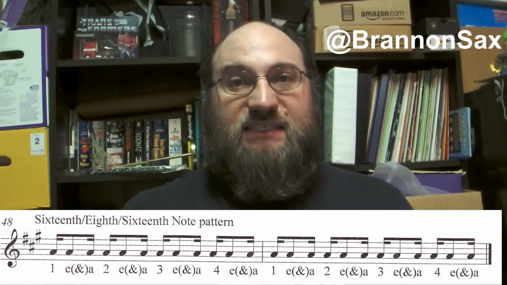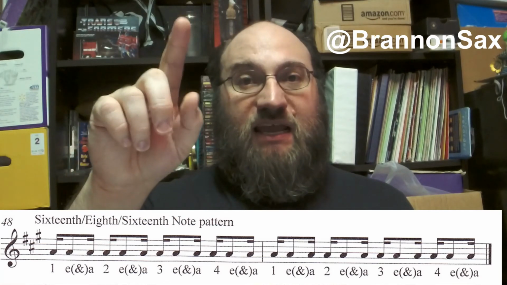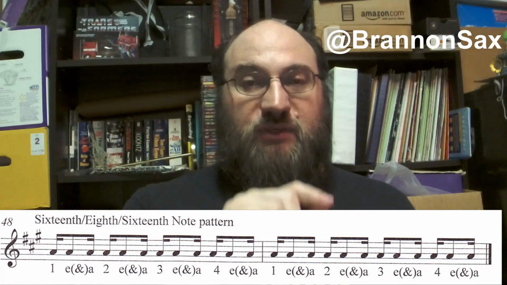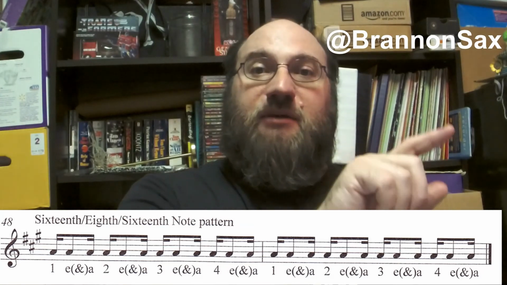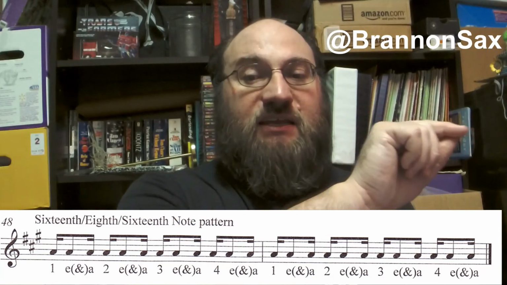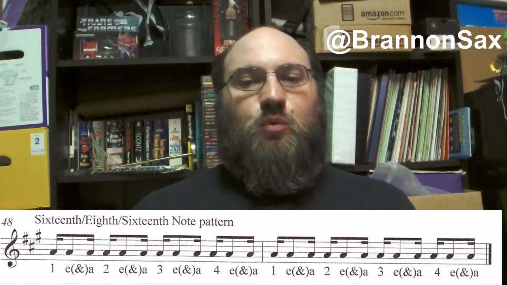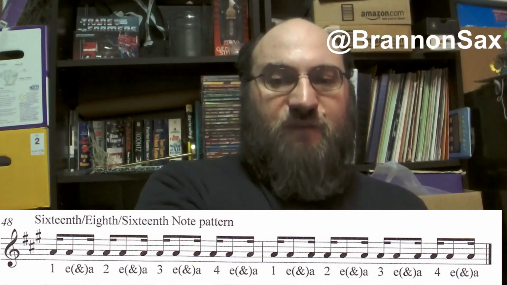16th, 8th, 16th note pattern. 1, e, an implied and, a, 2, e, an implied and, a, 3, e, an implied and, a, 4, e, an implied and, a, 1. 1, e, a, 2, e, a, 3, e, a, 4, e, a, 1. There are others, but those are a few examples of how to count syncopated rhythms.